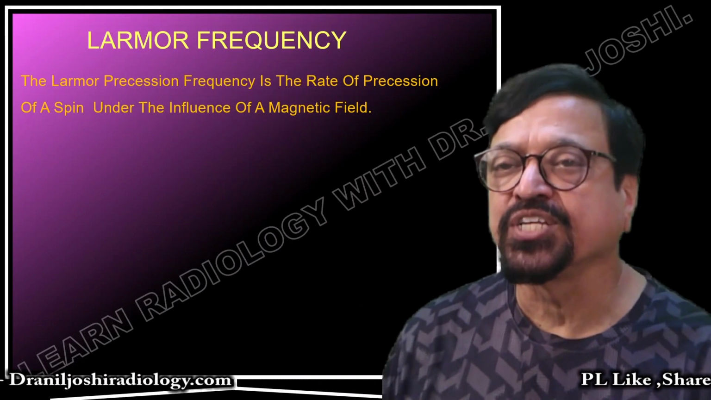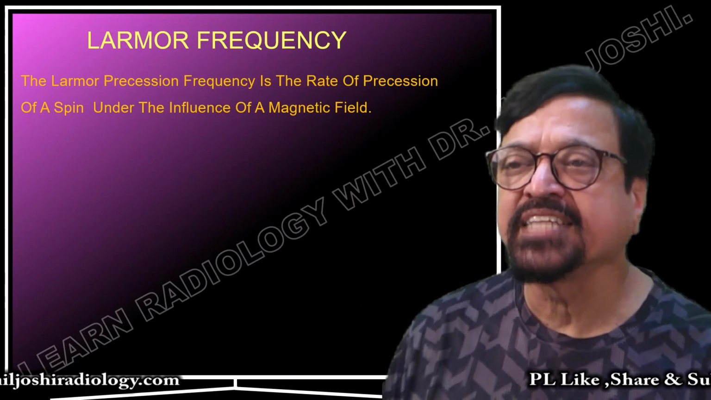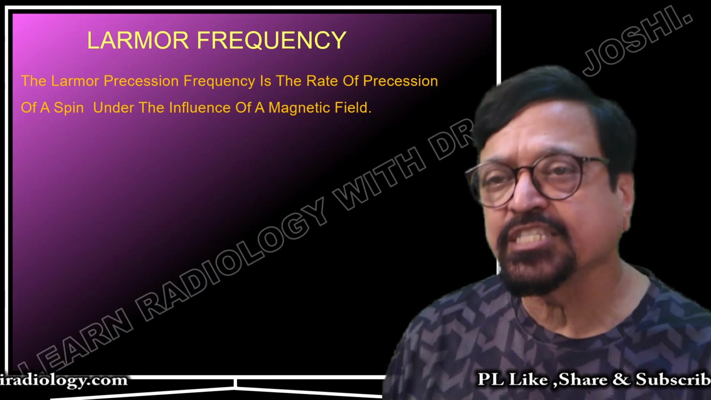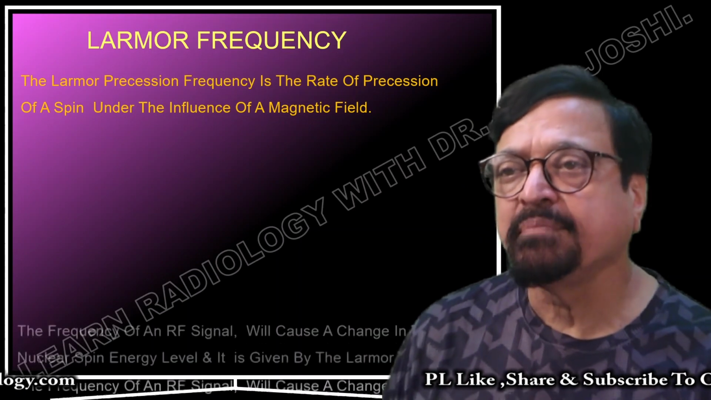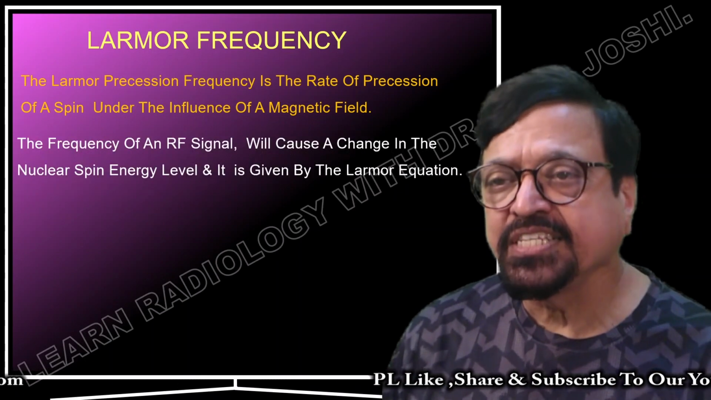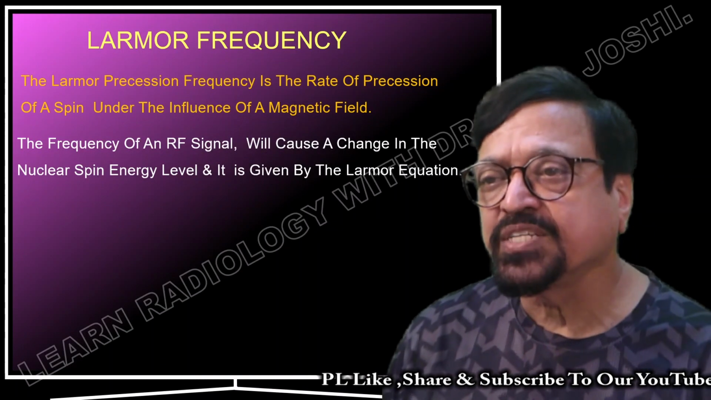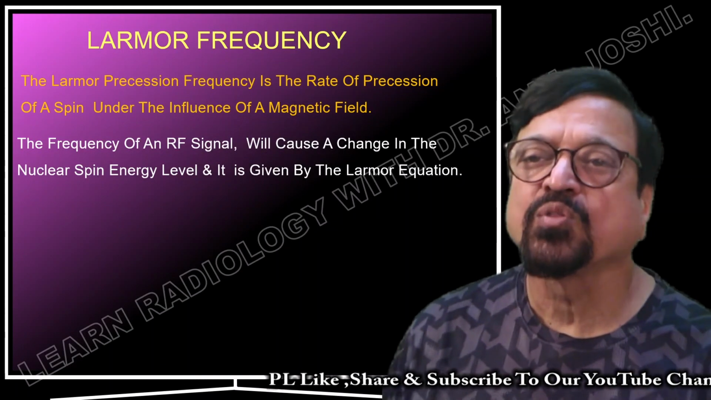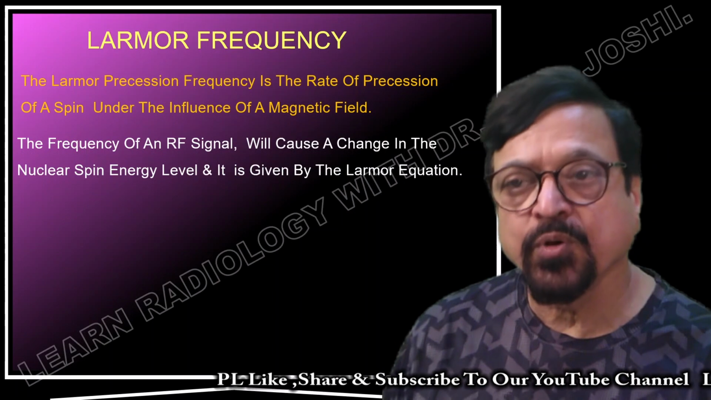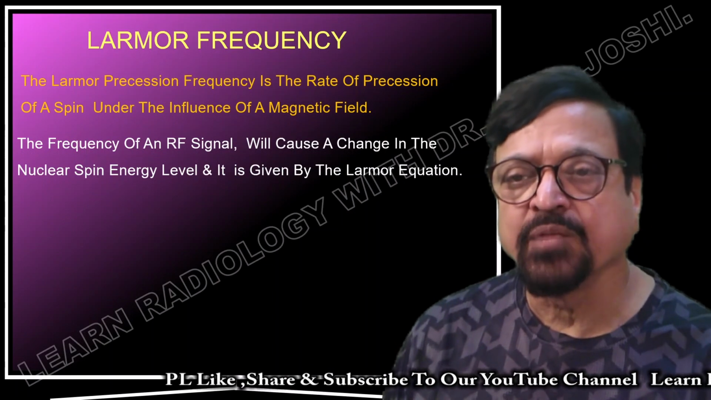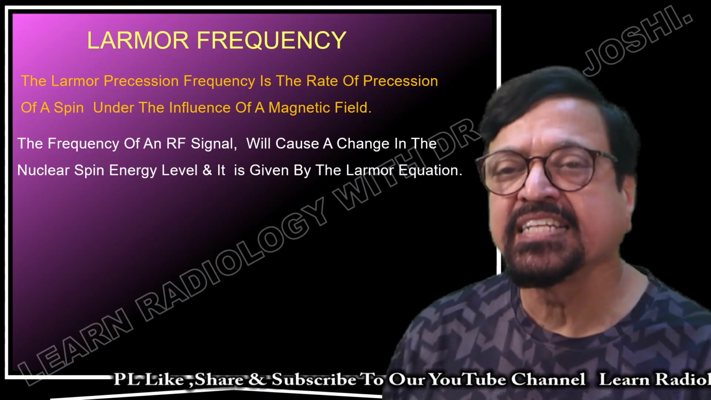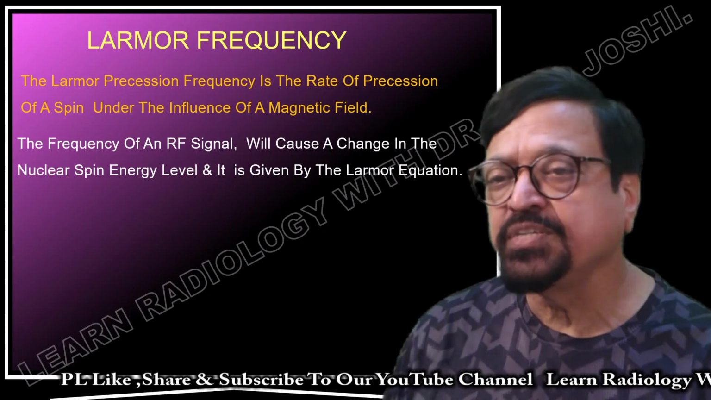Now Larmor frequency. The Larmor precession frequency is the rate of the precession of a spin under the influence of a magnetic field. The frequency of an RF signal will cause a change in the nuclear spin. Now what is an RF signal? Who produces them? How are they produced? In which axis are they produced? There are extensive lectures on this topic. Do visit our website for that.